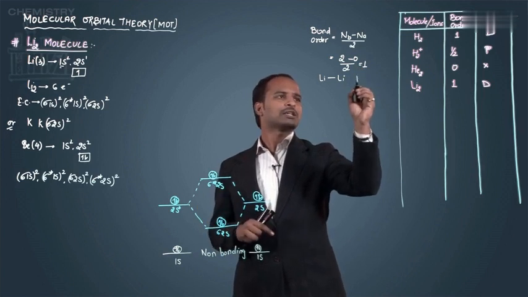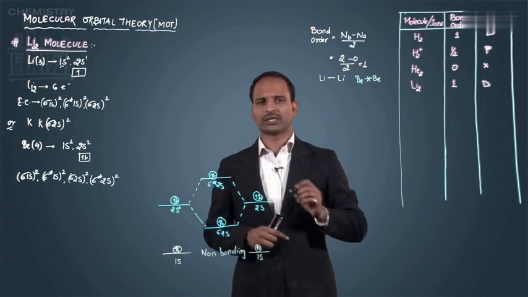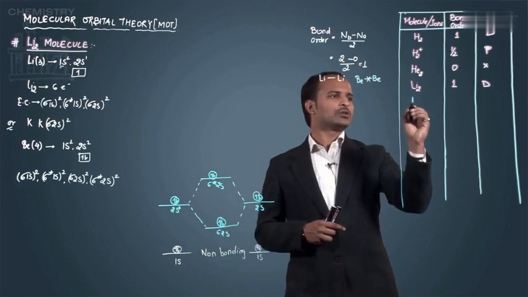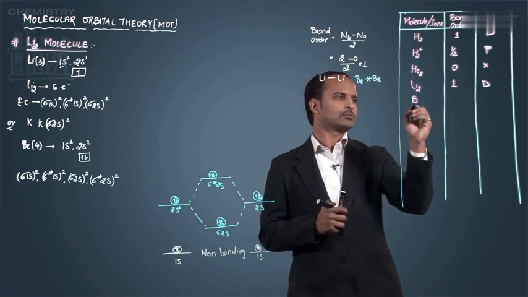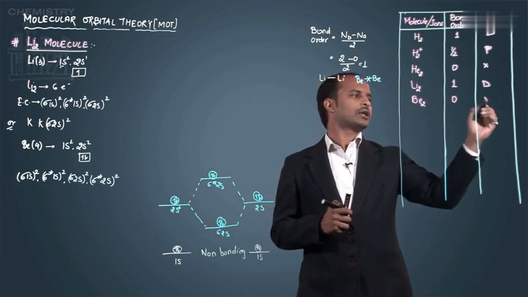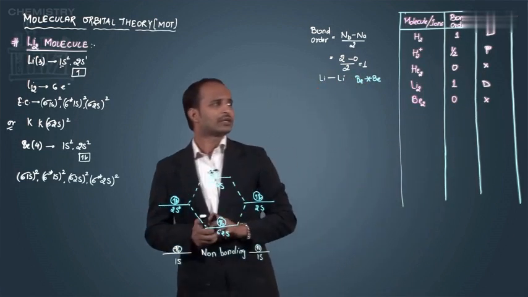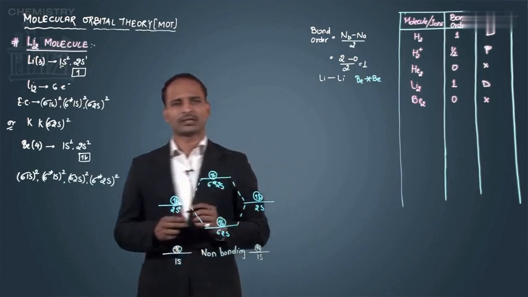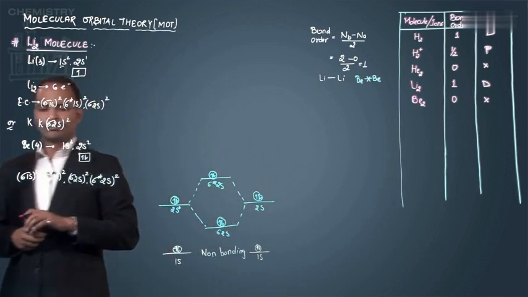So in case of beryllium, no bond exists between the two beryllium atoms as the bond order is 0. So the Be2 molecule has bond order 0 and hence it does not exist. And if it does not exist, then there is no need to write whether it is paramagnetic or diamagnetic. Then after beryllium, the next is the boron molecule.